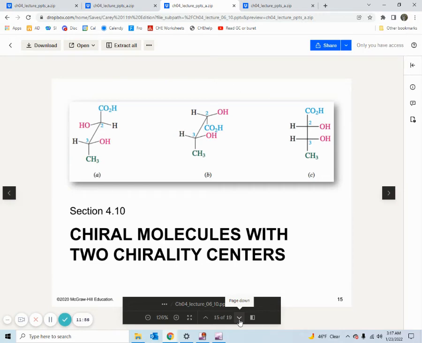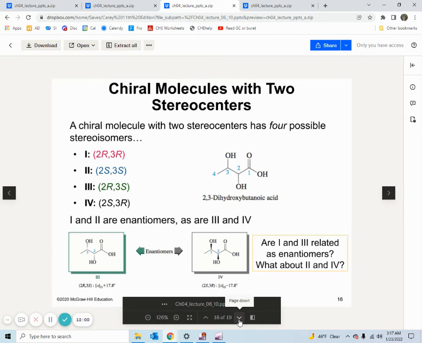In 4.10, we view chiral molecules with 2 chirality centers. A chiral molecule with 2 stereocenters has 4 possible stereoisomers. For example, for this 2,3-dihydroxybutanoic acid, the possibilities are 1, 2, 3, and 4, respectively 2R,3R; 2S,3S; 2R,3S; and 2S,3R. 1 and 2 are enantiomers, as are 3 and 4.